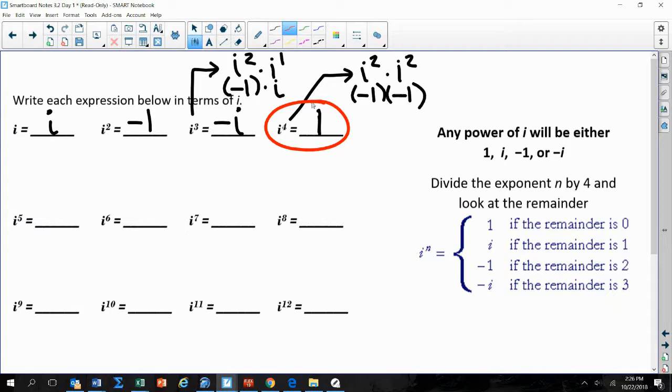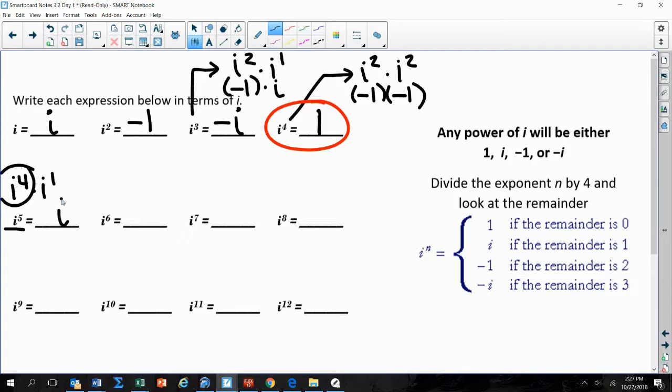So here, when I'm looking at i to the 5th, you could do i squared and i cubed, but that's not going to help you simplify it to 1. I would rather do i to the 4th times i to the 1st, right? Anytime you can use i to the 4th, use it. Because what does i to the 4th simplify to? 1, right? This is really 1 times i. 1 times i is just i.